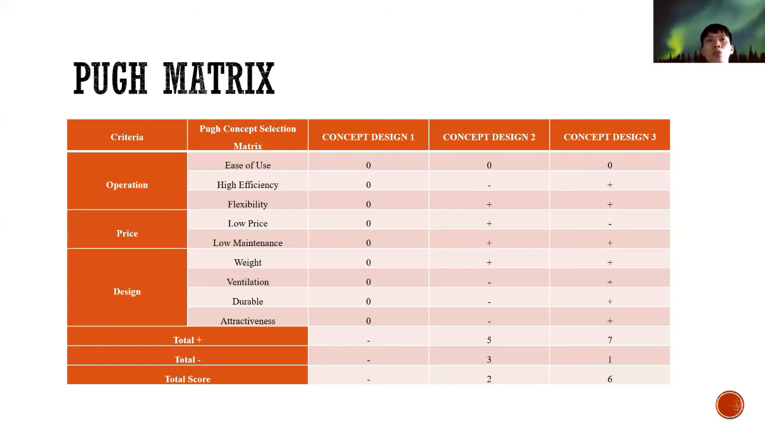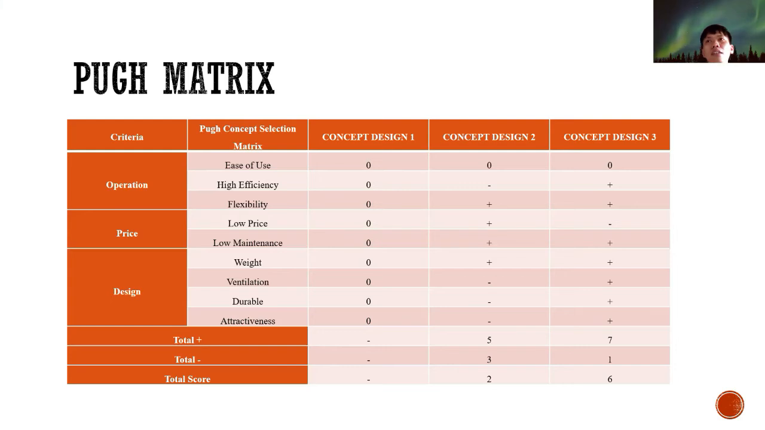In operation, there are ease of use, high efficiency, and flexibility. For price, there are low price and low maintenance. And for design, there are weight, ventilation, durability, and attractiveness. Concept design one is the baseline, which we refer to. Here we can see that the score of conceptual design 3 is much higher than conceptual design 2, because conceptual design 3 applied high strength material, which helps the design to be durable and attractive as well.